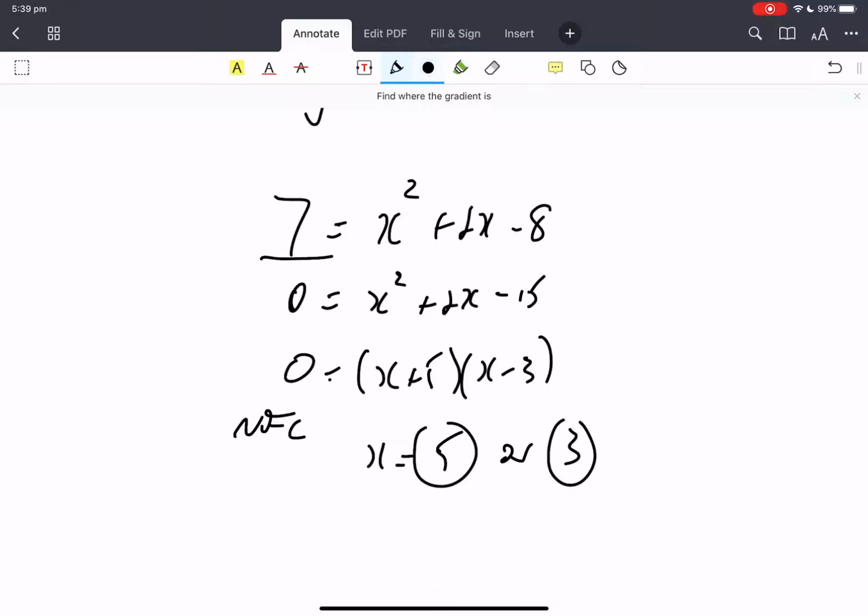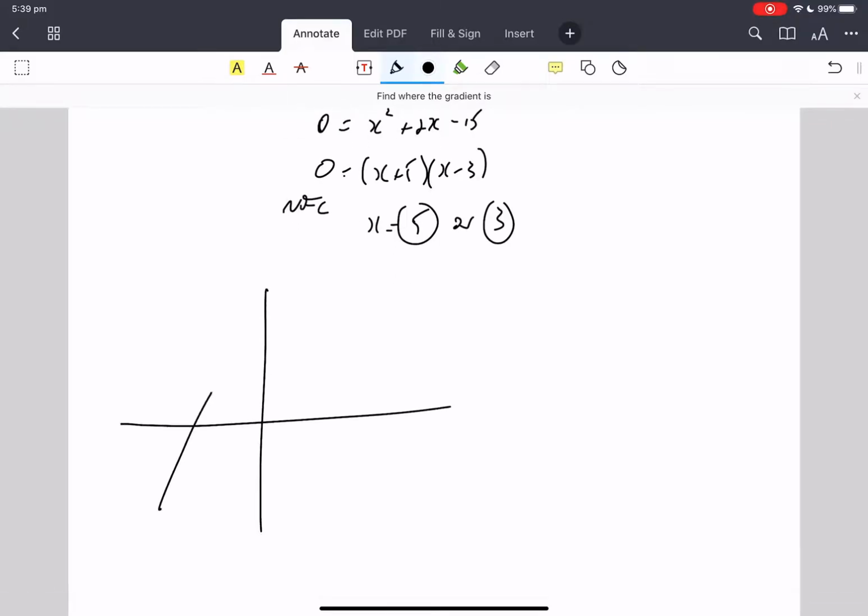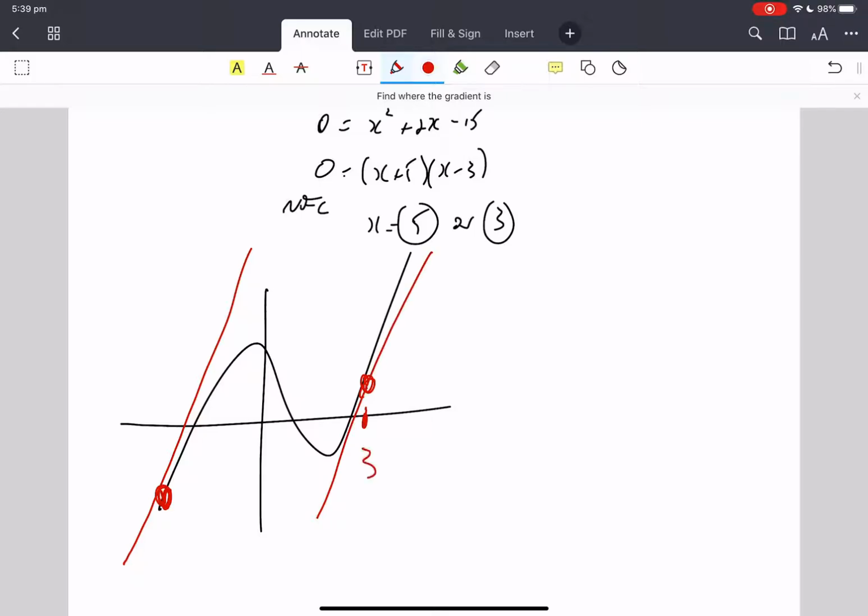How does that make sense? Okay, well, it's a cubic, isn't it? It's a cubic, and we want where the gradient is 7. So 7's pretty steep. So there's one point that's got a gradient of 7, and there's another point that's got a gradient of 7. Clearly that's my 3, and that is my -5. Makes sense, doesn't it?